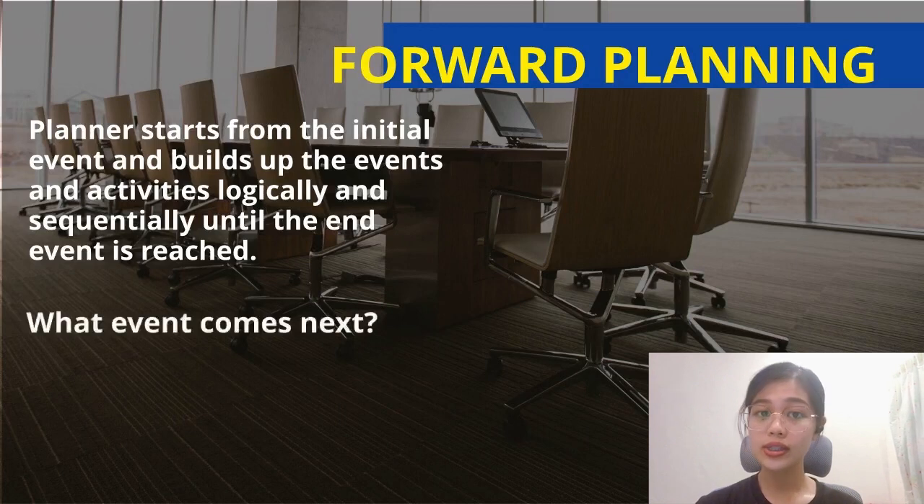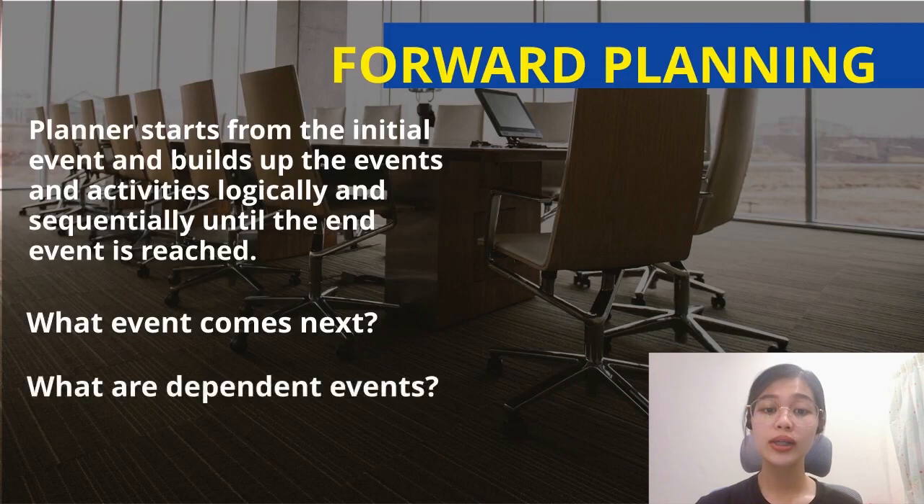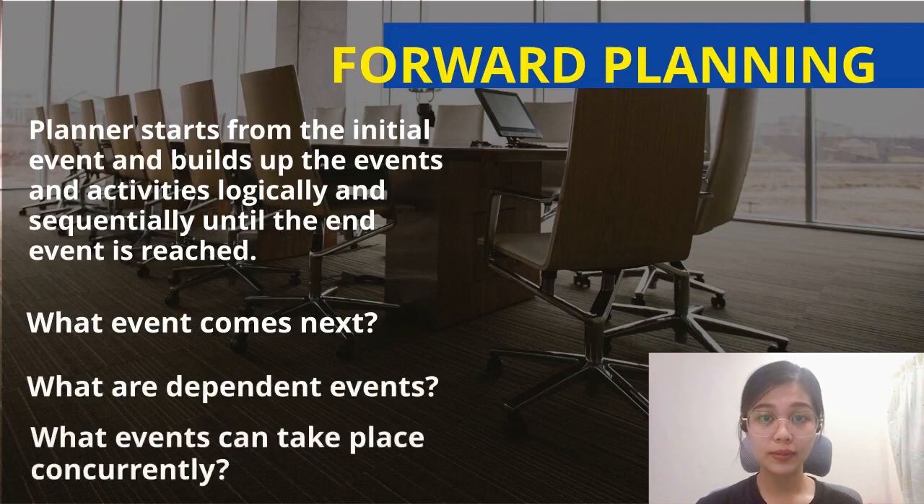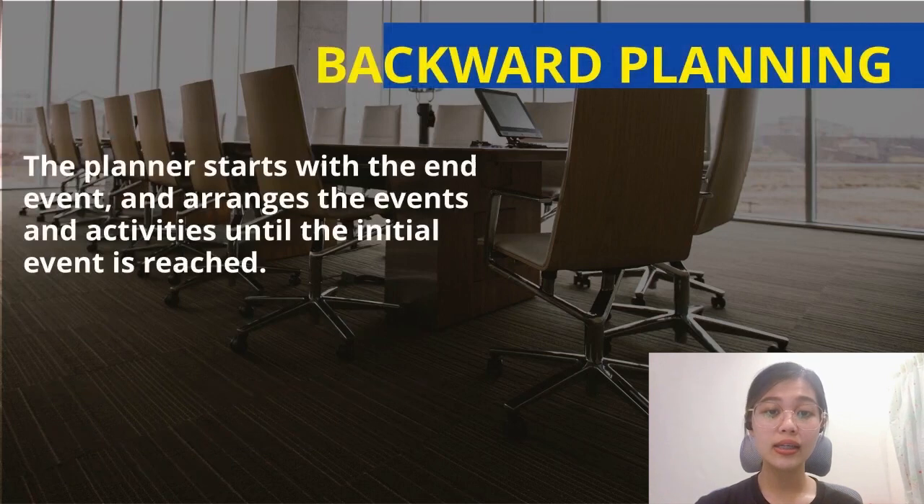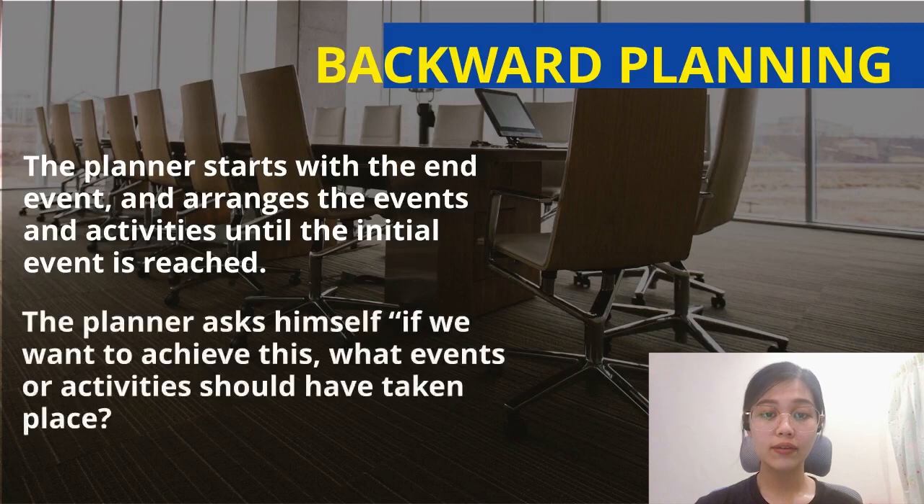They ask questions like what event comes next, what are dependent events, and also what events can take place concurrently. Second, backward planning. The planner starts with the end event and arranges the events and activities until the initial event is ultimately reached. The planner asks itself, if I want to achieve this, what events or activities should have taken place?